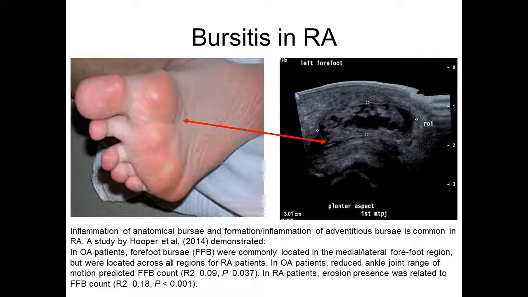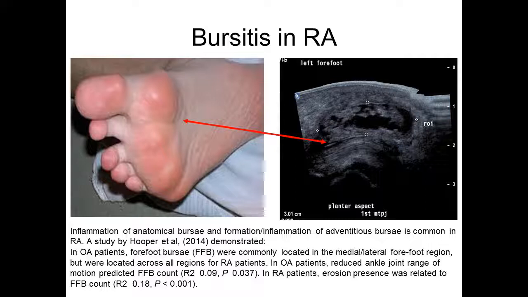A study by Hooper et al. demonstrated that in osteoarthritis patients, forefoot bursa were commonly located in the medial and lateral forefoot region, but were located across all regions for rheumatoid arthritis patients. In osteoarthritis patients, reduced ankle joint range of motion predicted forefoot bursa count. In rheumatoid arthritis patients, erosion presence was related to forefoot bursa count.